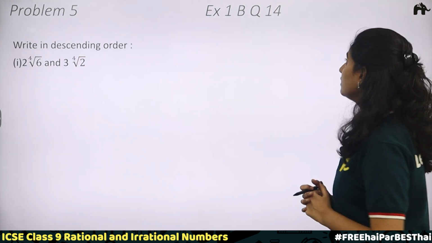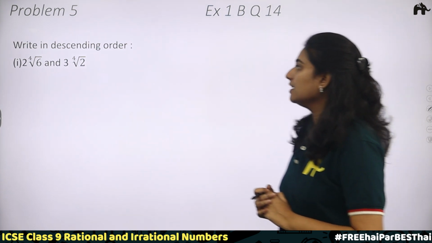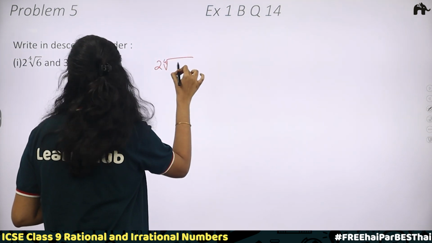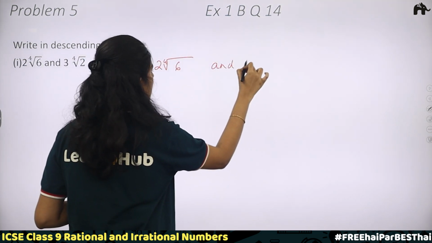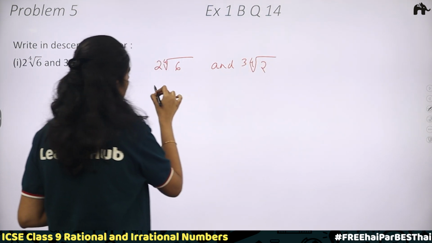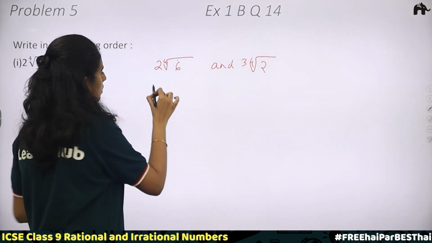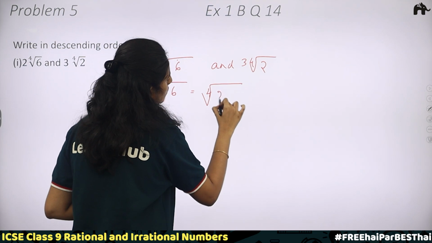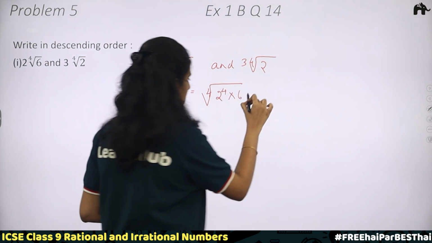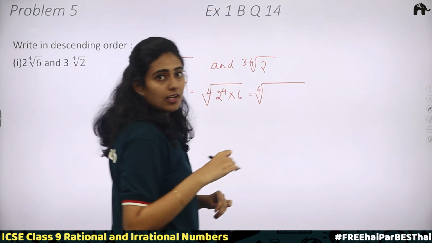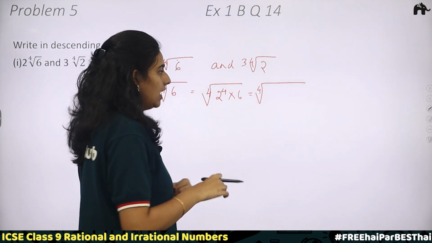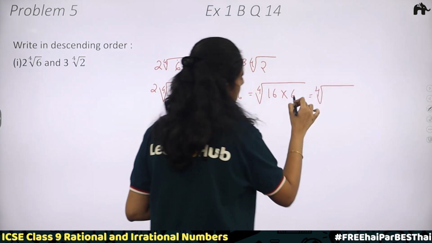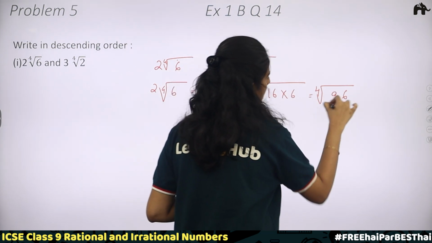Problem number 5, question 14 of exercise 1B, write in descending order. The question is 2 fourth root of 6 and 3 fourth root of 2. Taking this 2 inside, 2 fourth root of 6 will be equal to fourth root of 2⁴ into 6. What is 2 raised to 4? 2 into 2 is 4, 4 2s are 8, 8 2s are 16. 16 into 6 is 96.